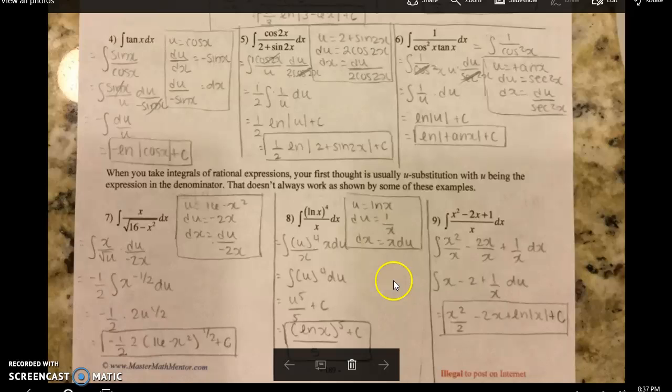And then for number 8, the u would be the ln. The derivative of ln is 1 over x, because the derivative of ln x equals 1 over x. And then dx equals x du. So we plug in u for ln of x, we replace it, and then multiply it by dx, which is x du.